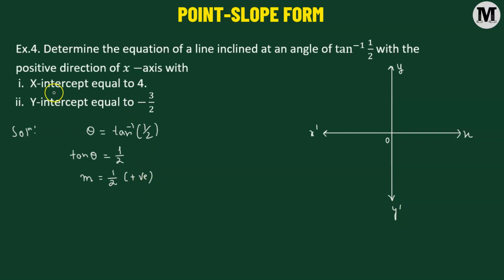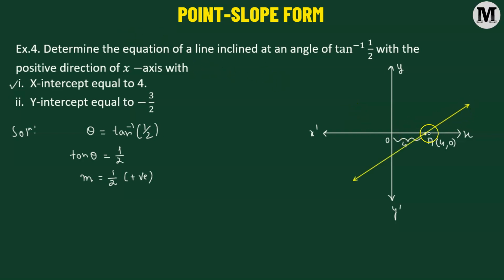Now first let's start with number 1. Here we're given that the x-intercept equals 4. X-intercept equals 4 means the line is going to cut the x-axis at the point A, which is at a distance of 4 units from the origin. Since we know the x-intercept, we can quickly obtain the coordinates of point A. That's going to be 4, the x-coordinate, but the y-coordinate is simply 0. We're going to sketch a line which passes through point A, and the angle that it makes with the x-axis is going to be an acute angle.